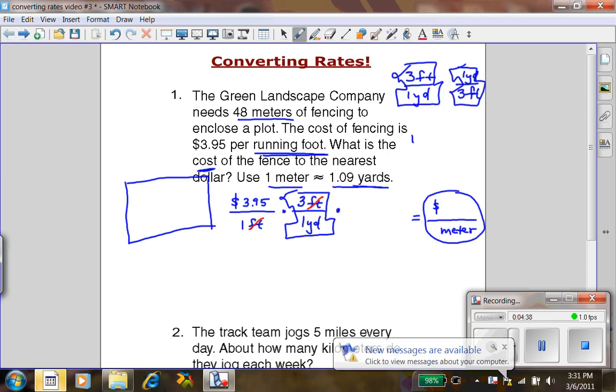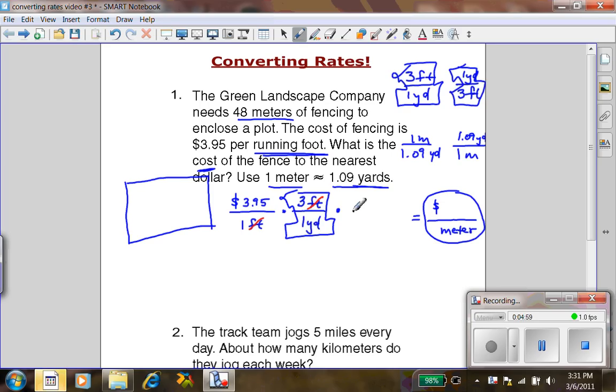They told me that 1 meter is equivalent to 1.09 yards, or I could say 1.09 yards is equivalent to 1 meter. Now, knowing that my yards are in the bottom, that means I should put yards up here in the top because I want to get rid of those. That means of these two options, I'm going to go with the second one because it has yards in the top. So I put 1.09 right here, and then 1 meter.